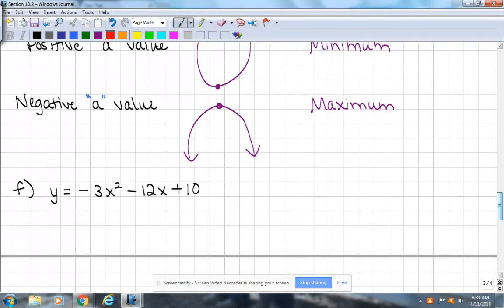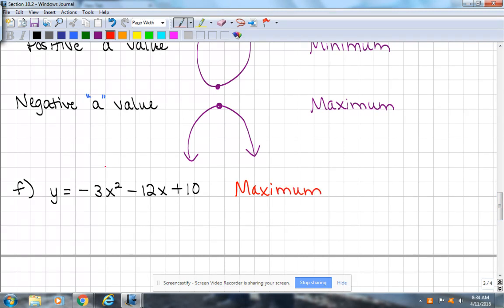So here's my equation. This lovely little quadratic right here. Y'all tell me, what kind of parabola is this? Is this going to be a U-shaped parabola or an upside down U-shaped parabola? Upside down. So its vertex will be a what? A maximum. It will be the highest point on the graph.